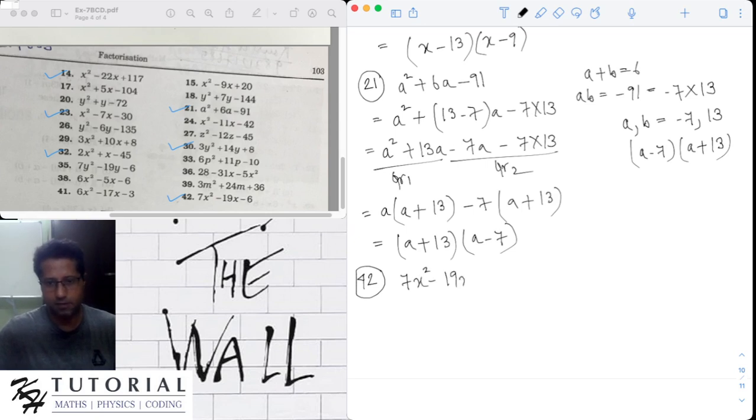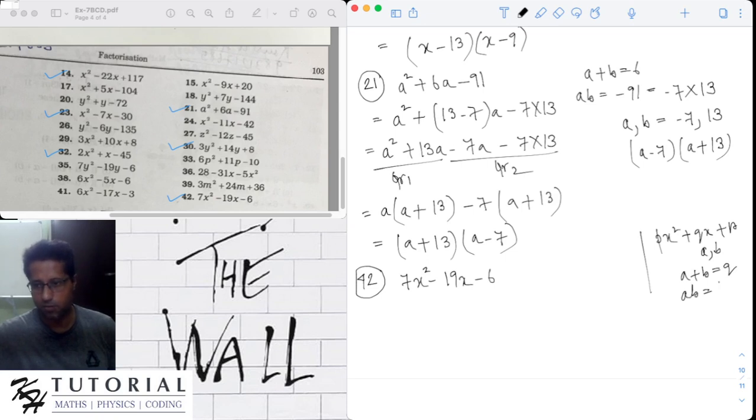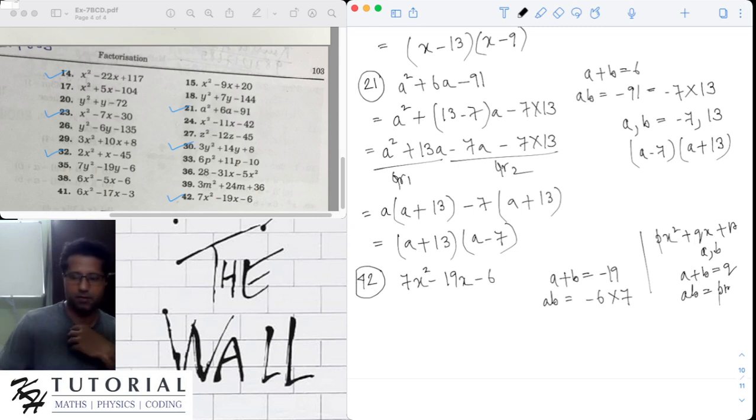minus 19x minus 6. So this is of the second form of the quadratic trinomial, that is px square plus qx plus r. So you have to find a and b such that a plus b is equal to q and ab is equal to p into r. So for this problem we have to find a and b such that a plus b will be equal to minus 19 and ab will be equal to minus 6 into 7. Now minus 6 plus 7 is not minus 19.